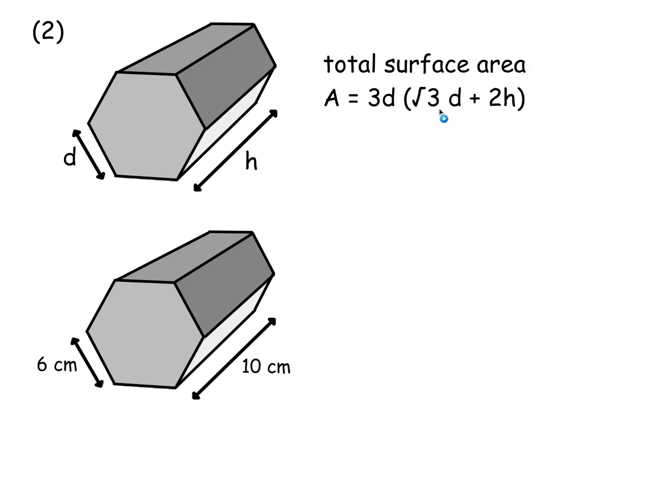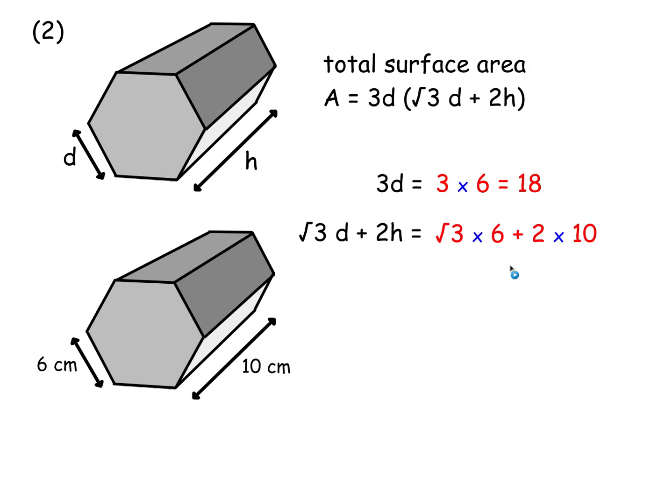Work out 3D, work out the brackets and multiply. So 3D is 3 lots of 6. Root 3 times the 6 plus twice the 10. Now, root 3 times 6 is 6 root 3. It's not root 18, that would be root 3 times root 6. You've got to be careful with things like that.